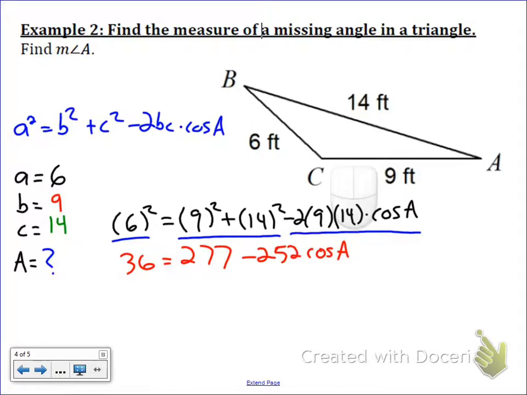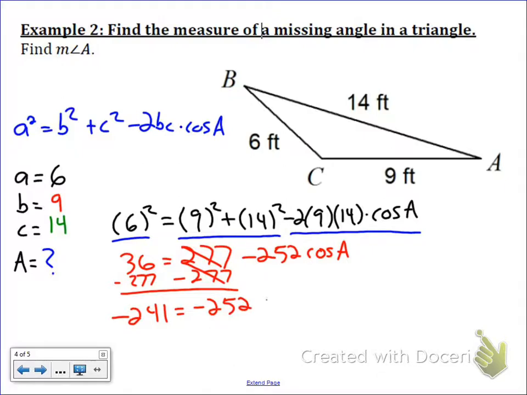So the next step in this problem is we need to subtract 277 from both sides. So subtract 277 right here, subtract 277 right here. This is going to cancel out. 36 minus 277 is going to be negative 241, and that's going to be equal to negative 252 cosine of A. So we want to get rid of the negative 252 in front of the cosine of A. So to undo multiplication, I'm going to divide each side by negative 252.